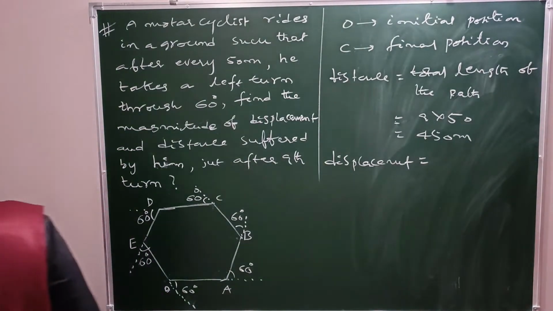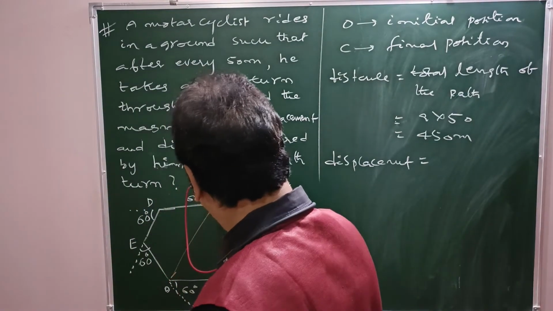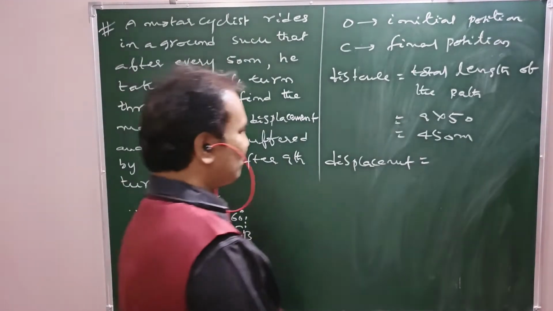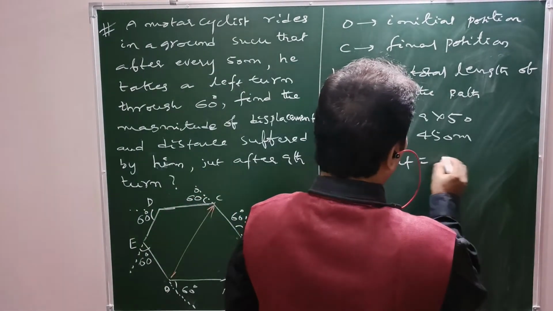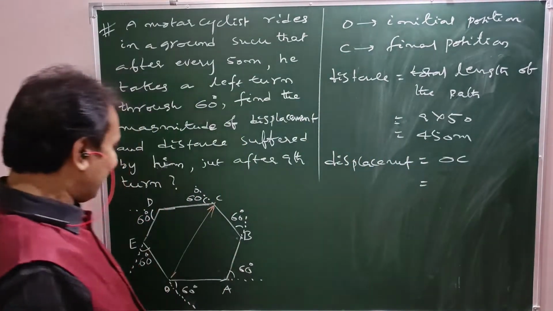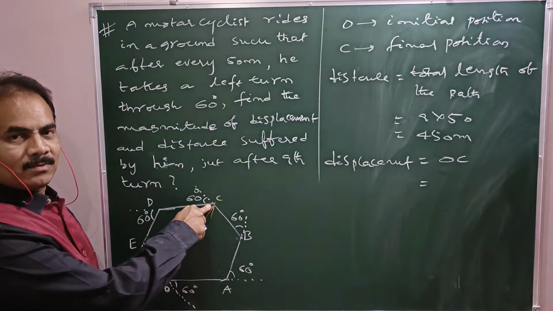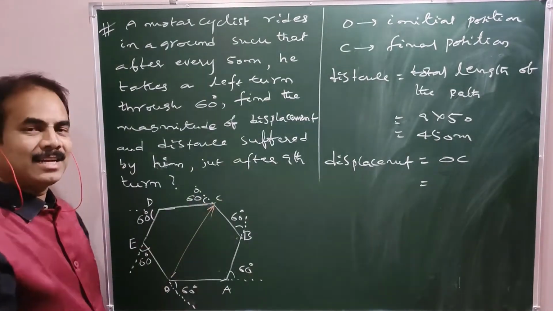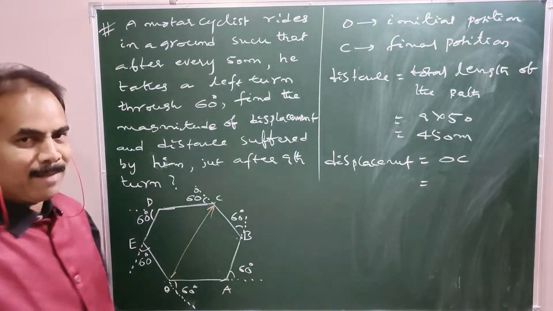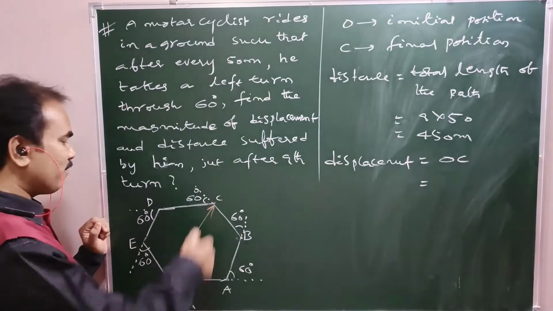So, what is the displacement here? OC is the displacement. A line segment joining the initial position to the final position with a directed arrow is the displacement. Now the length of this arrow is nothing but the magnitude of displacement. What is the length of this arrow from O to C?